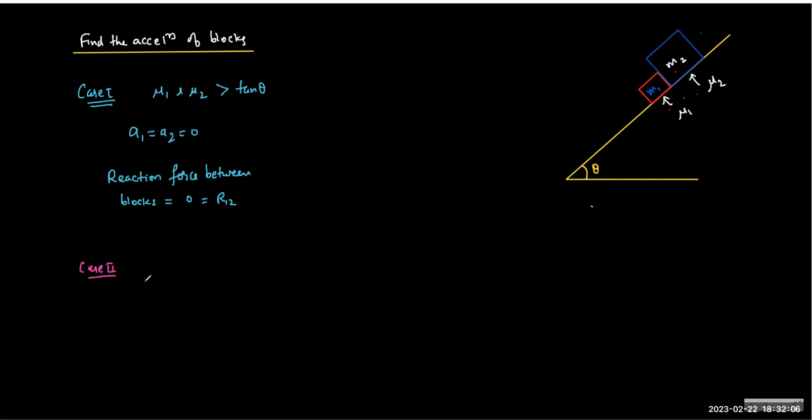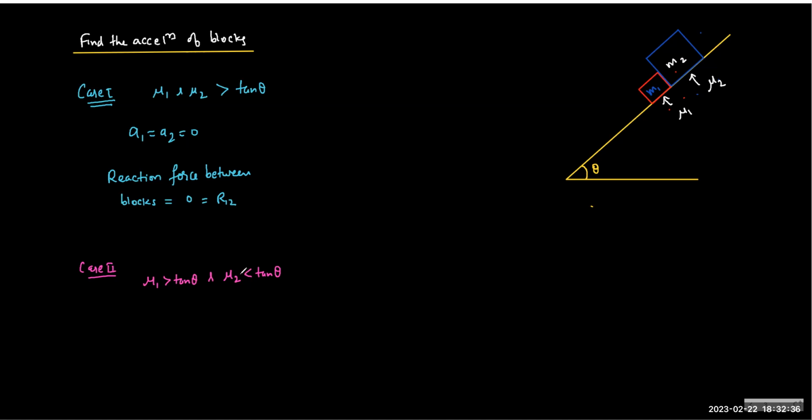So imagine mu1 is more than tan theta, but mu2 is less than tan theta. So the second block cannot be stopped by the plane, but the first block will try to stop it. So now there is a problem. Block one is not trying to move, but block two is trying to move. So will they press each other?